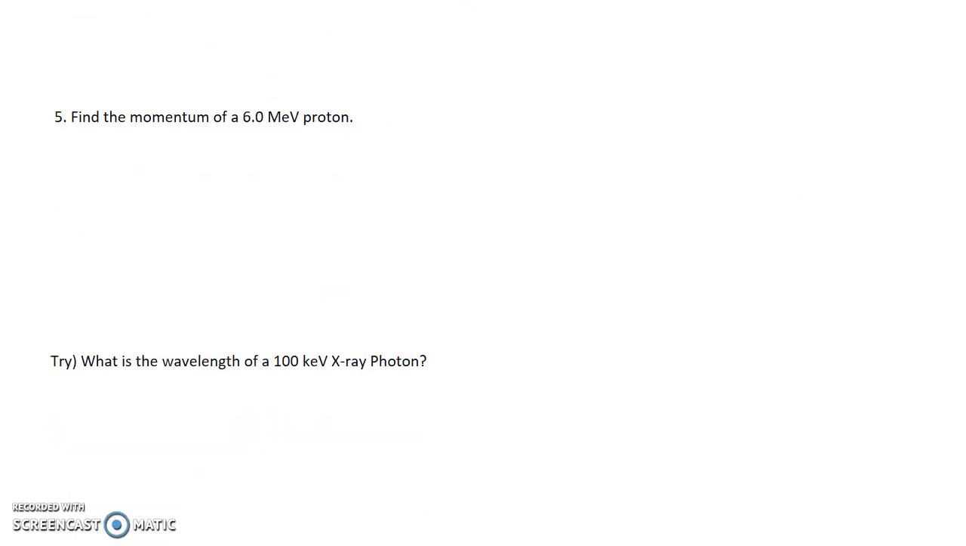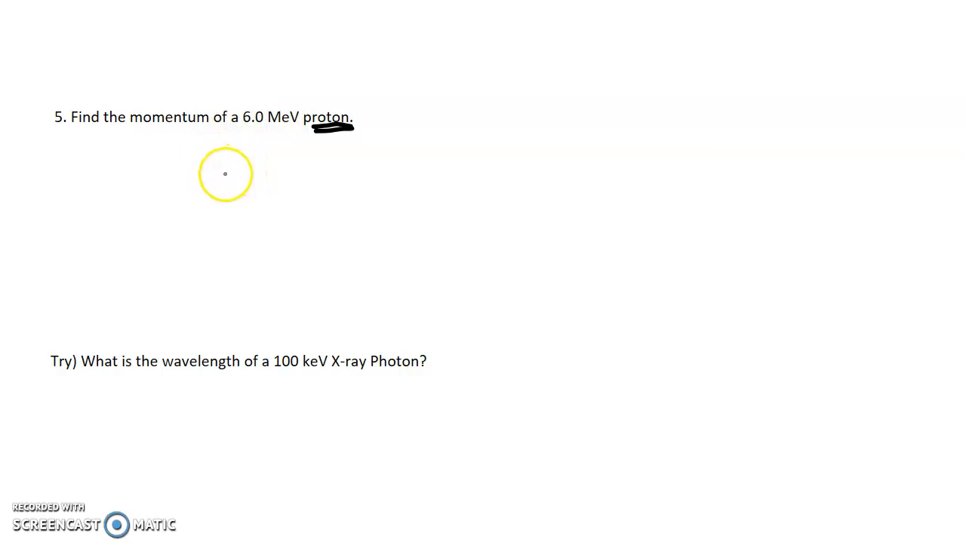The next one tells us to find the momentum of a 6.0 mega electron volt proton. Now, this is not a photon. We cannot assume that this is moving at the speed of light because it is not an electromagnetic wave.